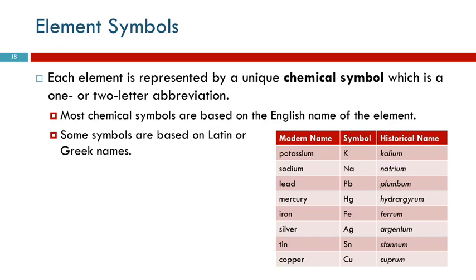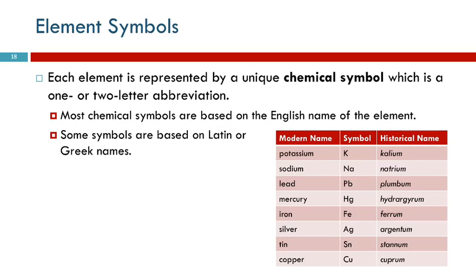The first letter is always capitalized. The second letter, if there is one, is never capitalized. And it's really, really important to write those properly. Most of these symbols are based on the English name. The symbol for carbon is a capital C. The symbol for cobalt is Co, because C was already taken, right?